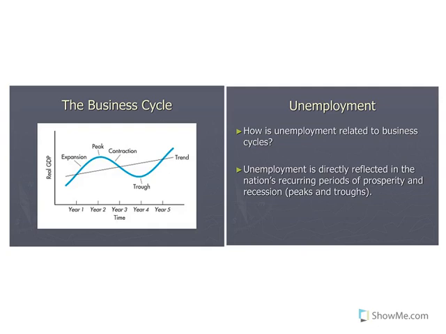In the previous lecture, we defined what the business cycle was, what the 4 phases of the business cycle are, and then the 3 types of indicators that economists use to help them forecast the business cycle. Now what we're going to do is relate the business cycle to unemployment.